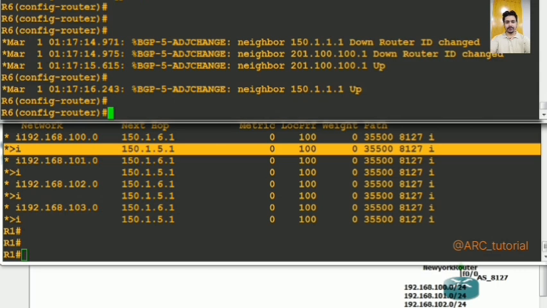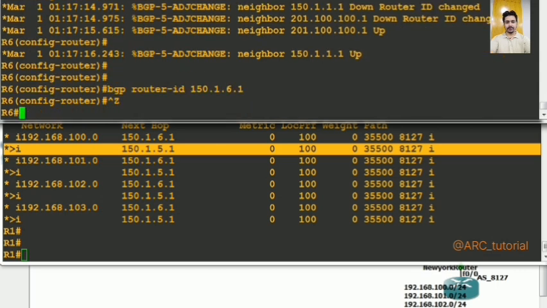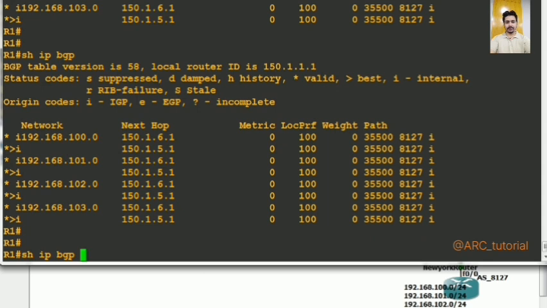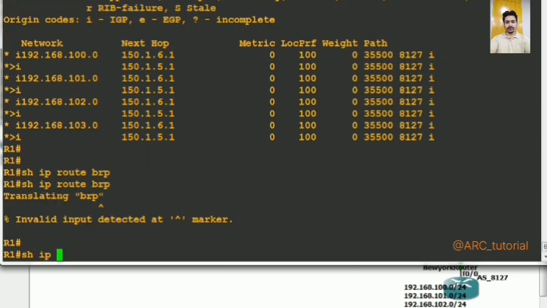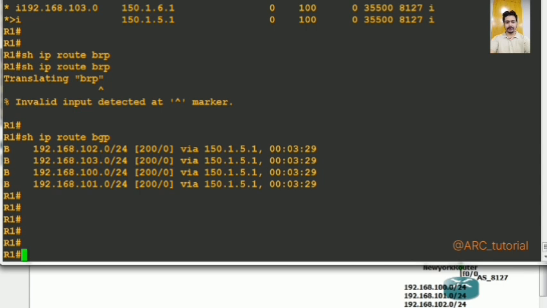Let's move on R6, and on R6 let's make it 6.1 itself, right? But again, you will see that based on router ID, again the best path for R1 will be via R5 only, via R5 for all prefixes. It means if you check its routing table, show IP route BGP, see its best path is via R5.